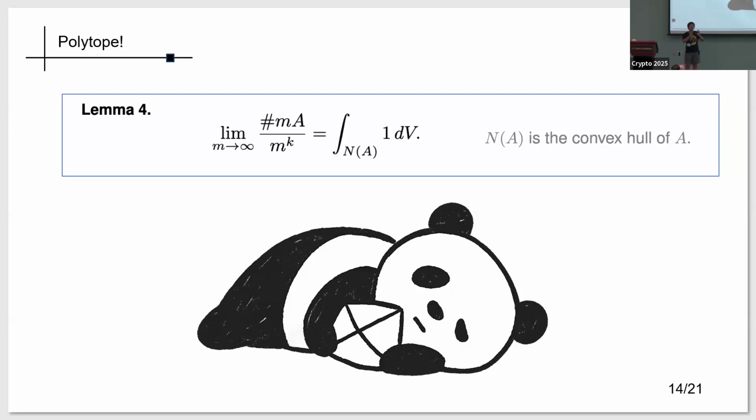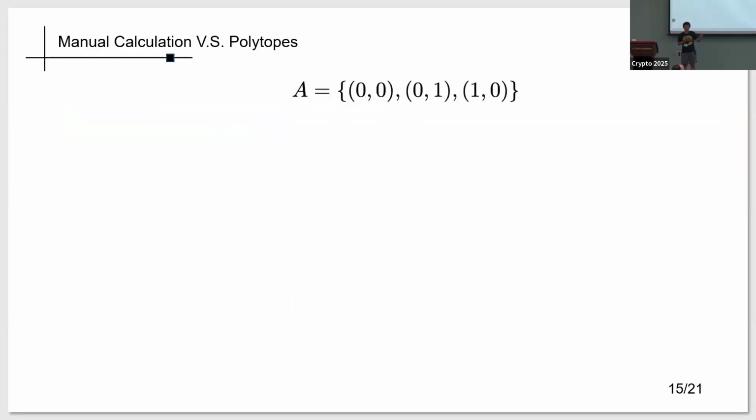In our example, when A equals {(0,0),(0,1),(1,0)}, the convex hull is the triangle with the three points (0,0), (0,1), (1,0). So the integral should be 1/2, because the area of this triangle is 1/2.